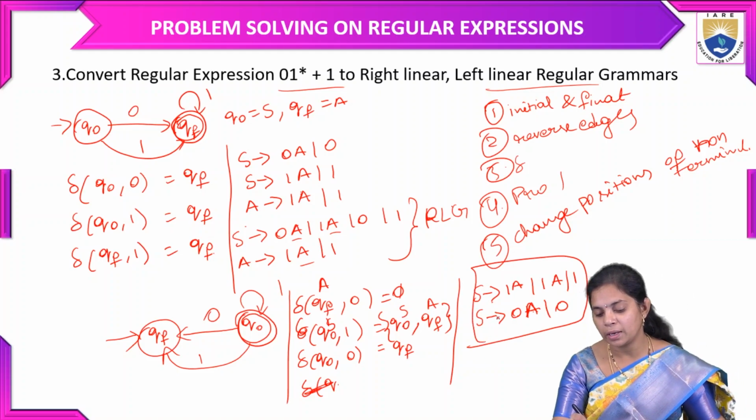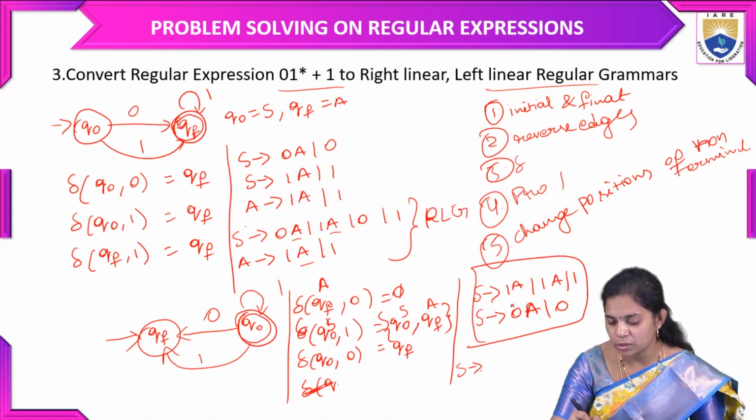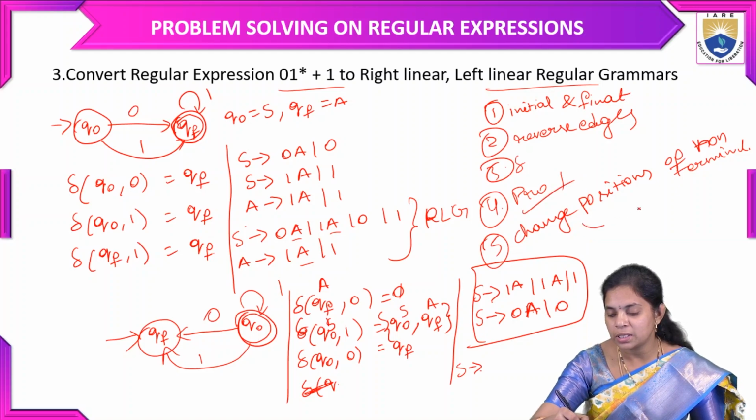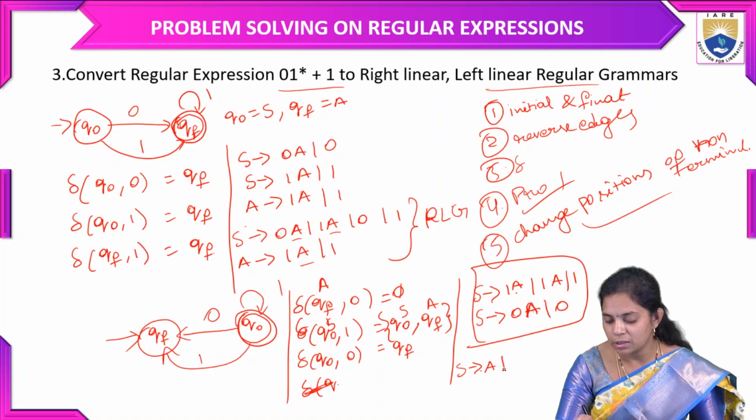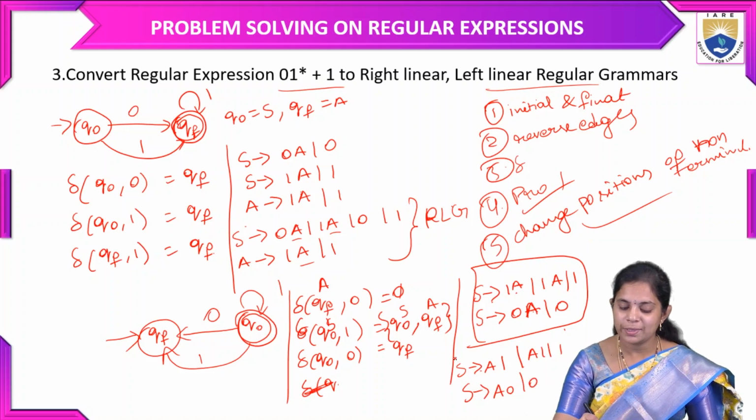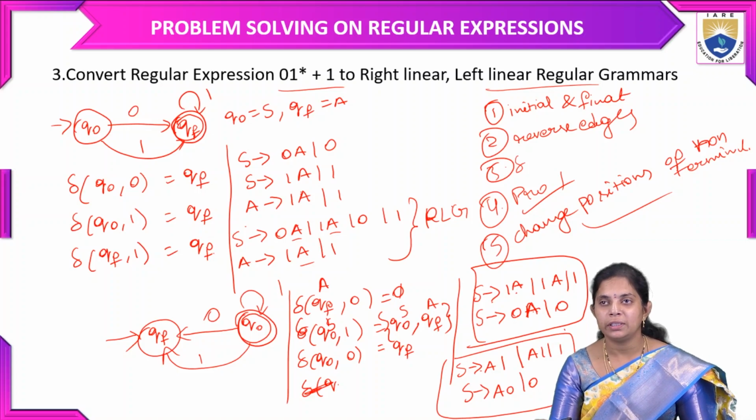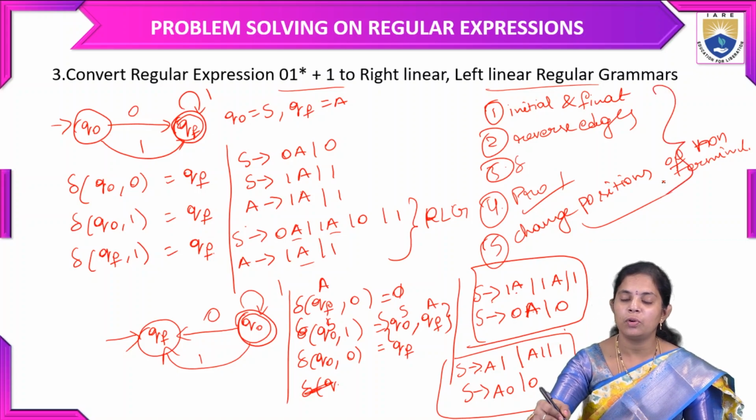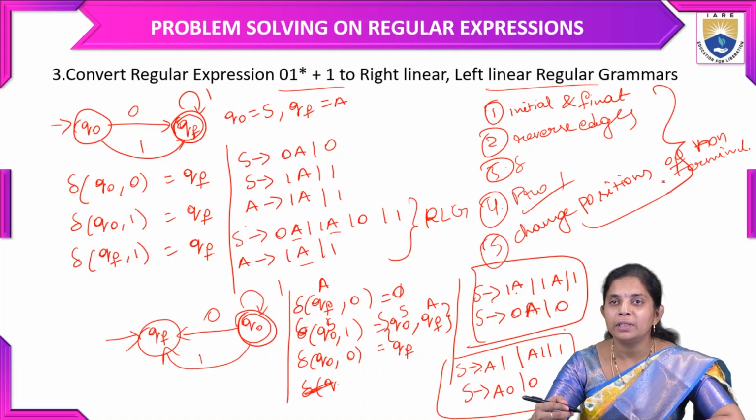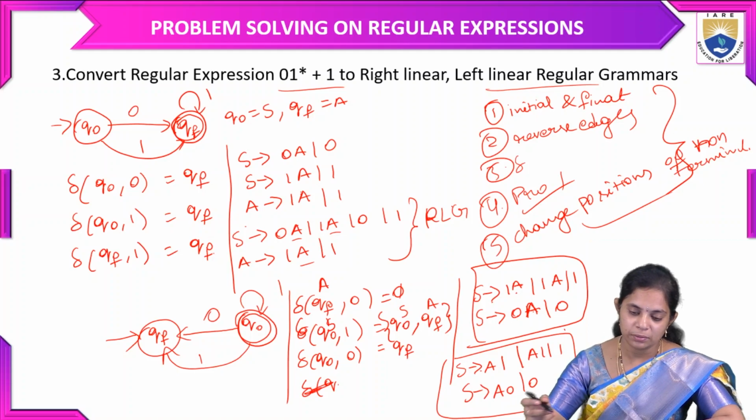And now we need to convert into a position. So the productions we have written, and change the positions here. So A is to be changed here, and this A also, first terminal and followed by the non-terminal, and here also A 0 0. So this is how we got the left linear grammar and right linear grammar. So these are the steps we need to follow for the construction of left linear and right linear grammars.